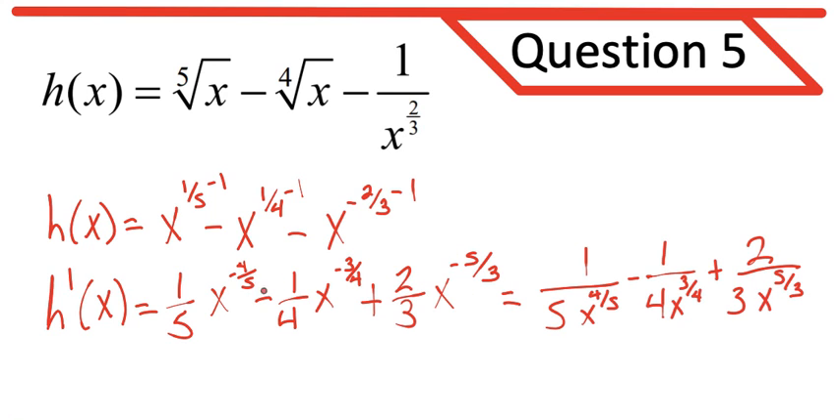We bring all of the x's with the negative exponents to the bottom to turn the exponents positive. And we find that the derivative of h of x is 1 over 5 times x to the power of 4 over 5, minus 1 over 4 times x to the power of 3 over 4, plus 2 over 3 times x to the power of 5 over 3, all in the denominator.